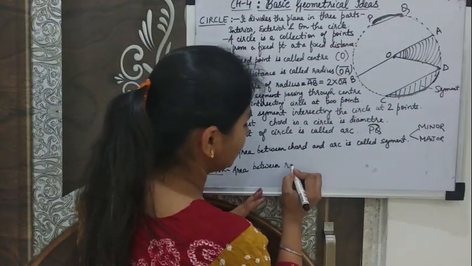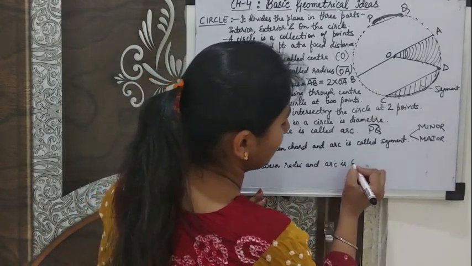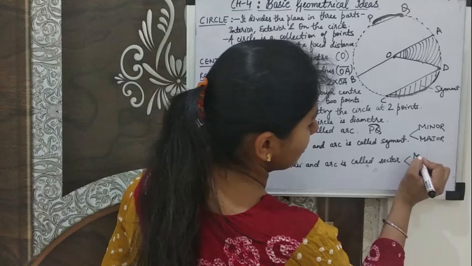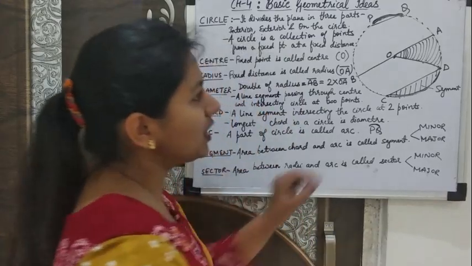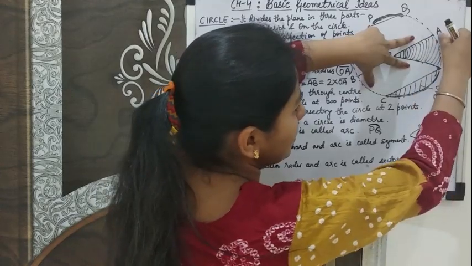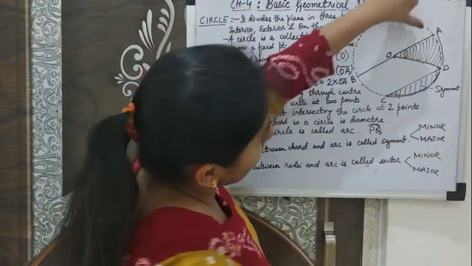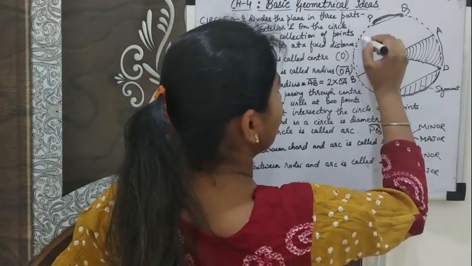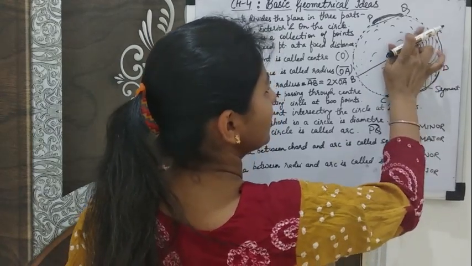So the area between radii and arc is called sector. Again, sectors are also of two types, minor sector and major sector. Similarly, suppose these are the two radii, then according to these two radii, this is minor arc, and this whole is major arc. So the area between minor arc and radii is called minor sector, and the area between major arc and radii is called major sector.